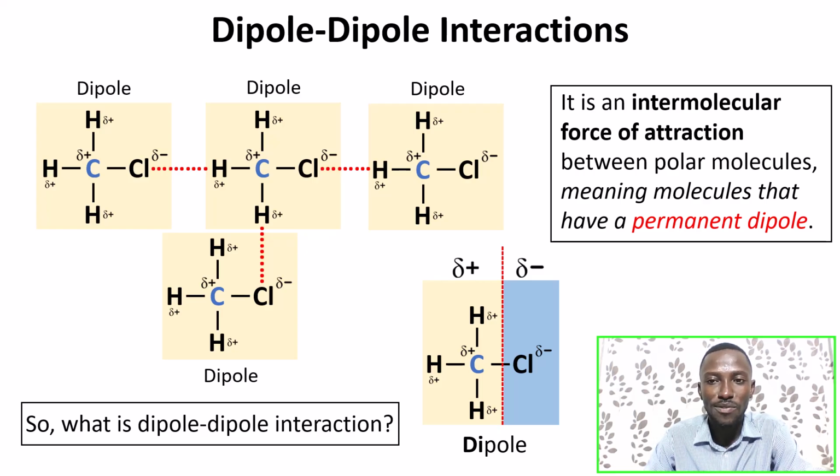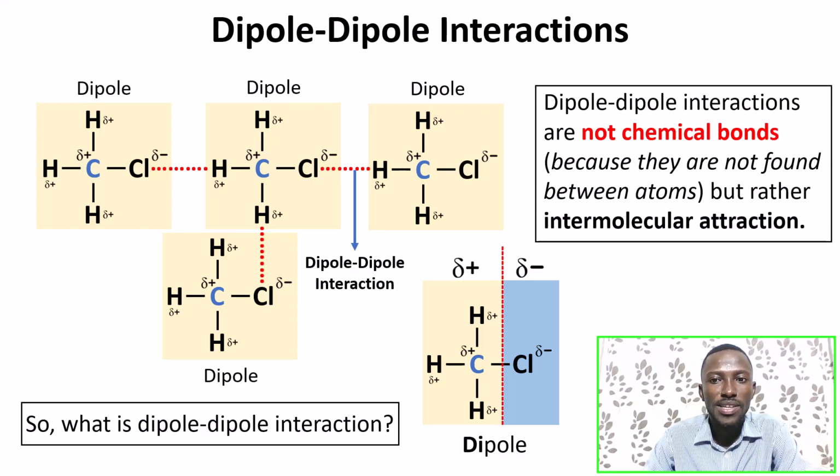So remember the definition of a dipole-dipole interaction. It is an intermolecular force of attraction between polar molecules. The polar molecule you have on the screen for us is chloromethane. So the dotted line represents what? A dipole-dipole interaction.